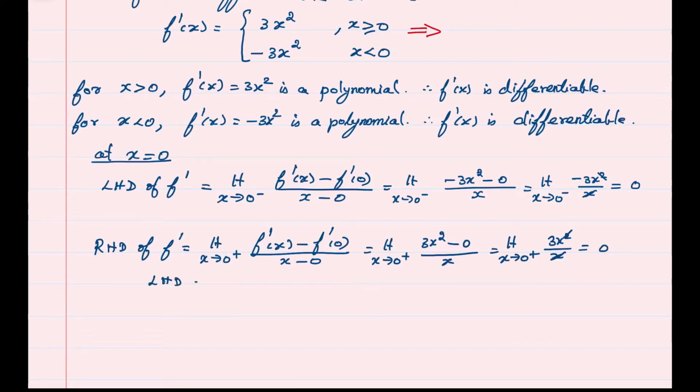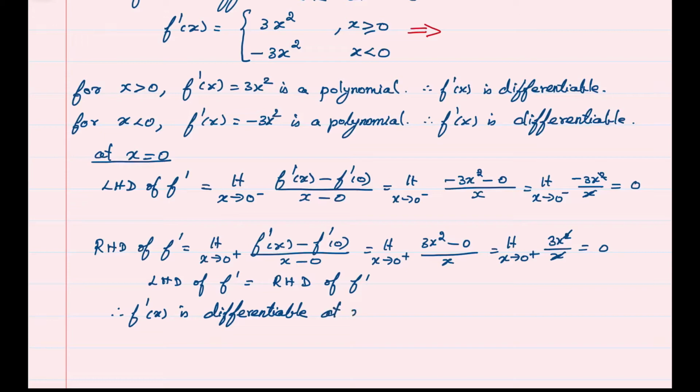LHD of f dashed is equal to RHD of f dashed. Therefore, f dashed of x is differentiable at x equal to 0. And now we will write the answer for f double dashed.